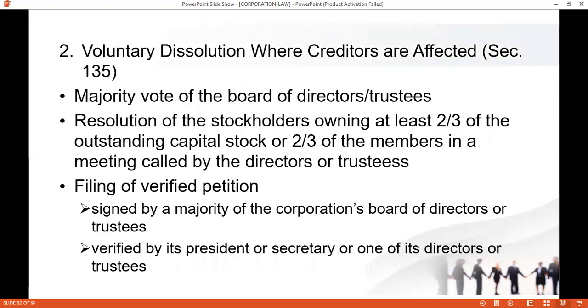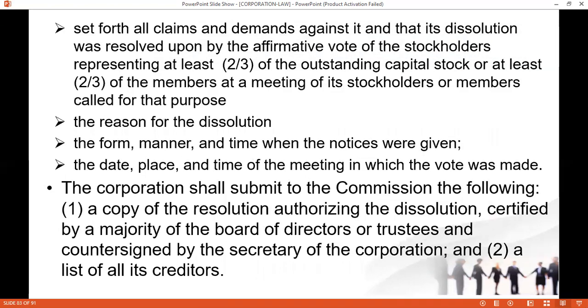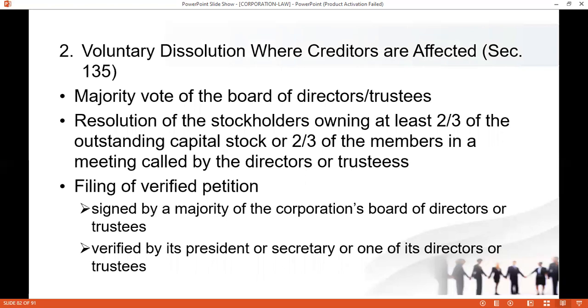Paano kung merong mga creditors na affected? Okay, ano yung mga requirements? Una, same kanina, kailangan may majority vote of the board of directors. And then, ito yung difference. Kanina, kapag walang creditors, majority lang ng stockholders or members. But kung merong creditors, kailangan ng 2/3 votes ng stockholders or members. Then, hindi lang notice, no, or verified request, kundi verified petition.